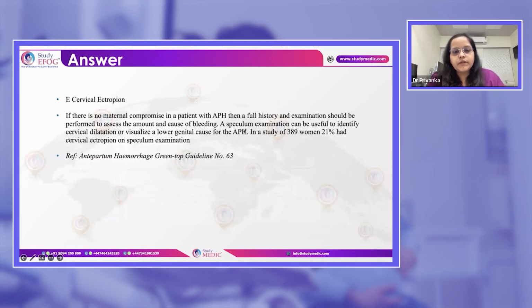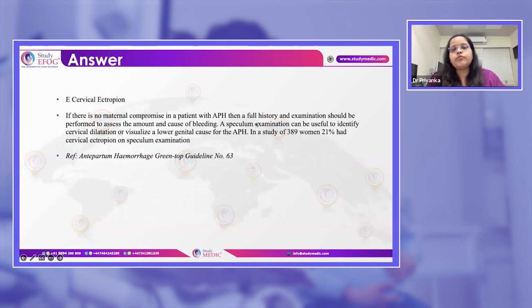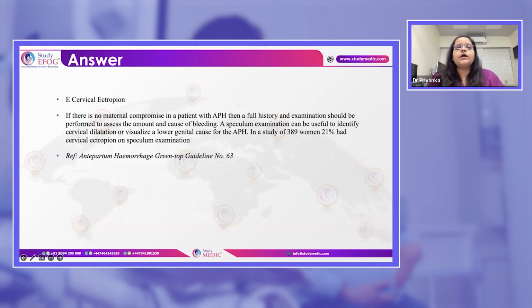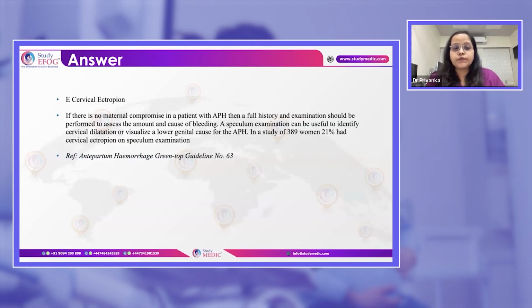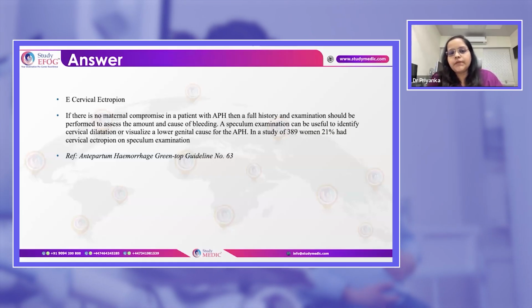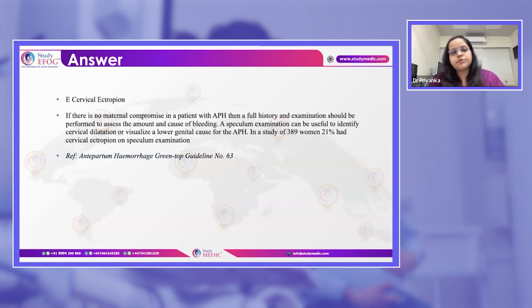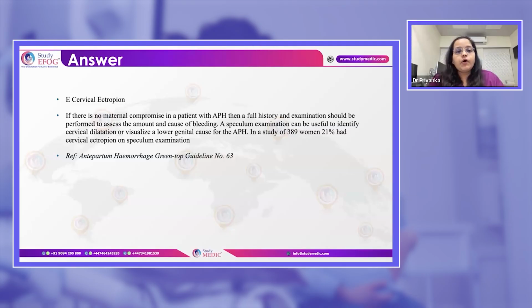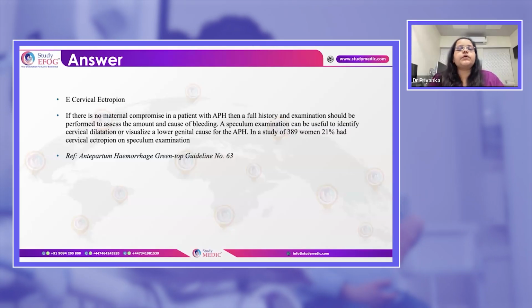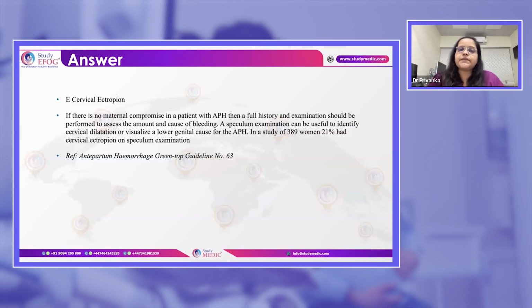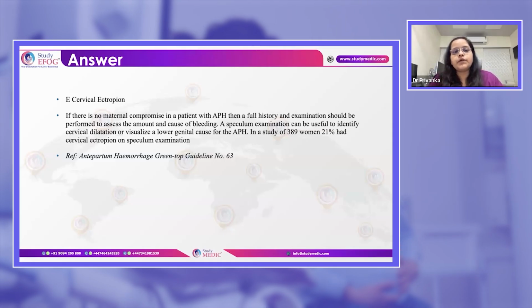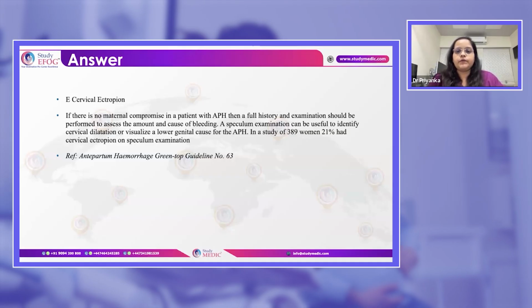So they can come with APH, but still we need to take a full history and do the examination about which episode it was of the bleeding, and whether it was painless or associated with pain, especially if the patient has associated hypertension, which may point towards abruption, or a painless bleeding, which may point towards a previous ultrasound showing a low lying placenta. All this should be done and ruled out, and then examination can be done to see a cervical ectropion.